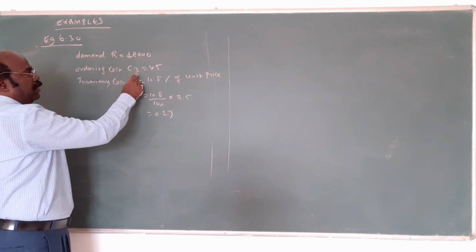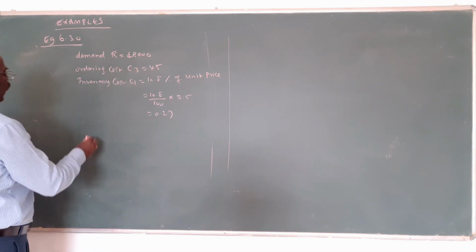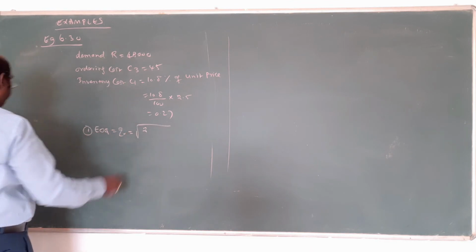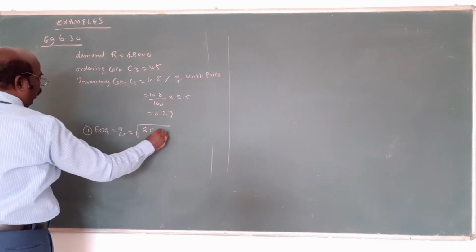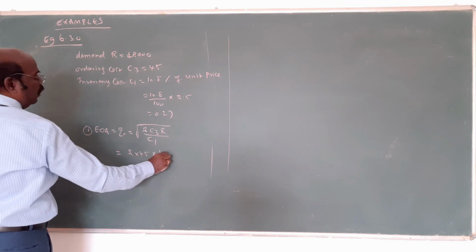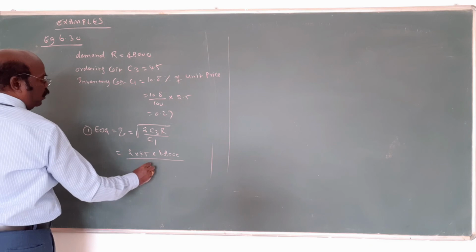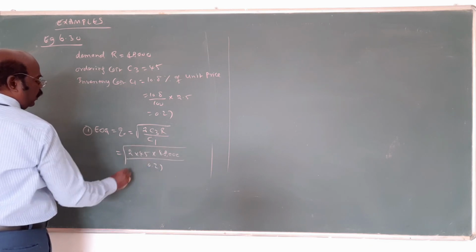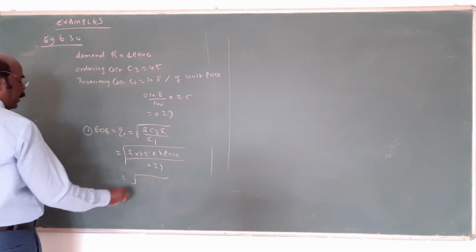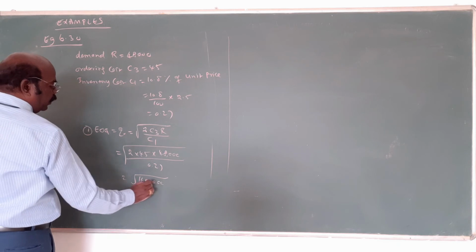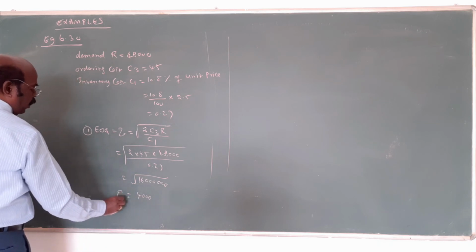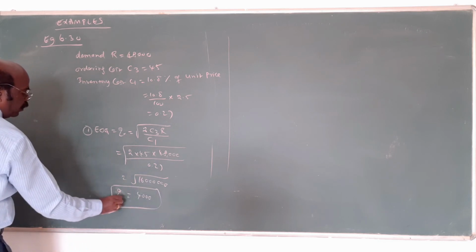All are found out: C3 is found, C1 is also found. Now what is being asked? The first question, EOQ. This Q not equals the square root of 2 times C3 by C1. Am I right? So 2 into C3, 40, into R, 48,000, divided by 0.27. Now multiply all the values, divide by 0.27, you get the answer. Check yourself. Now this is called Q. This is the answer. First answer over.